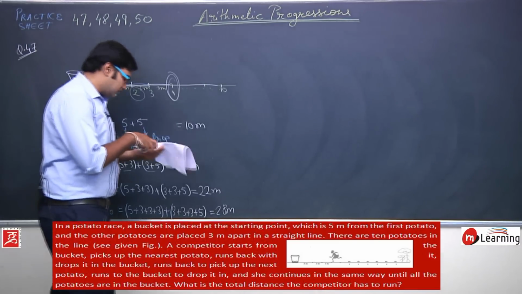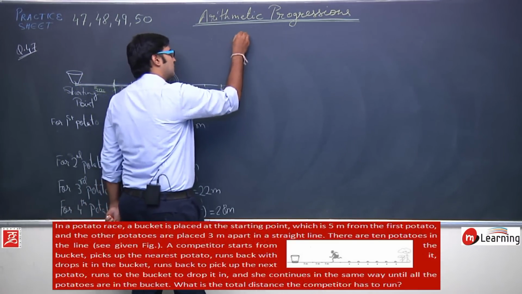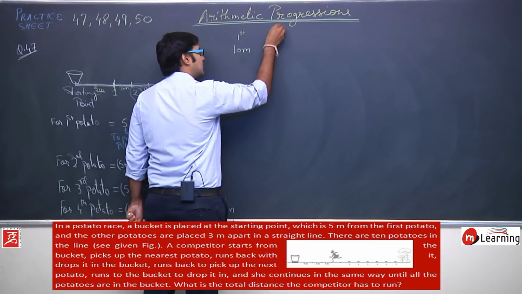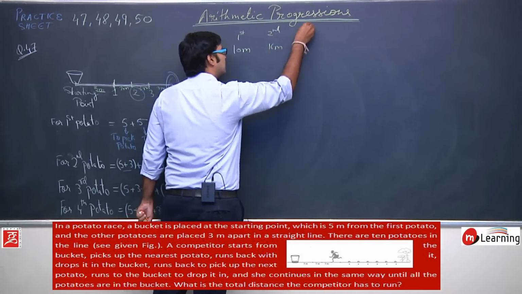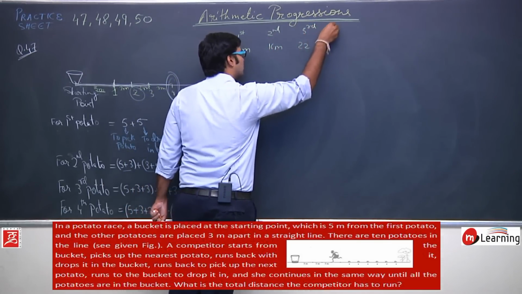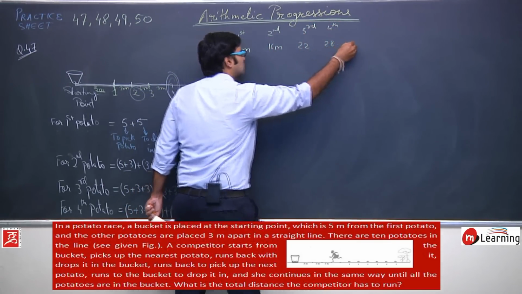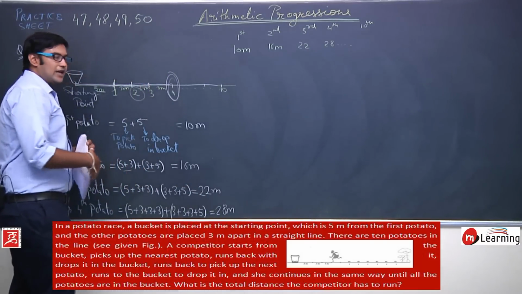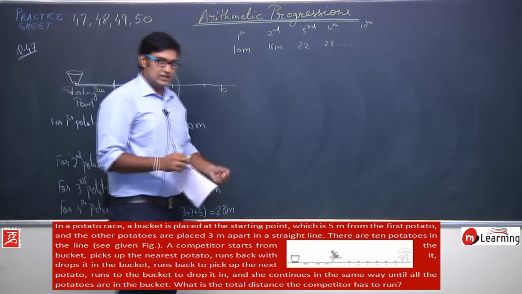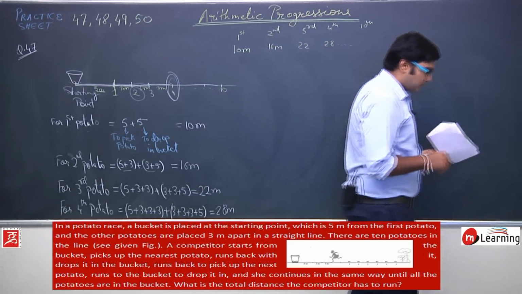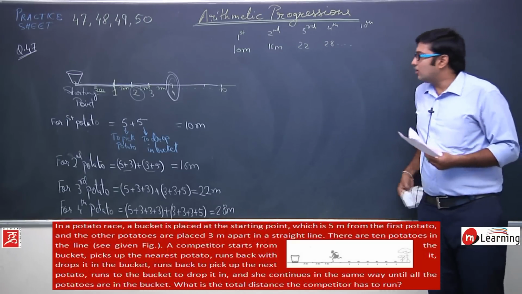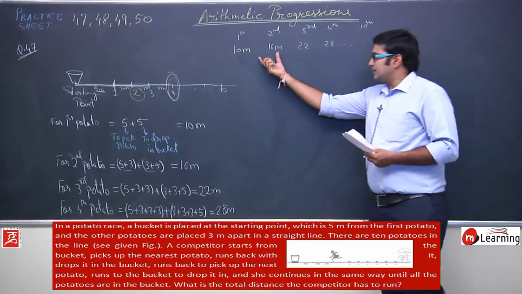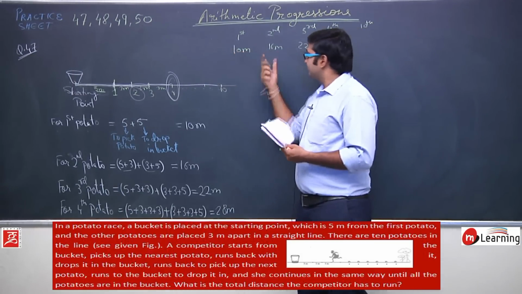Okay. So what we can observe is for the first potato she ran 10 meters. For the second potato she ran 16 meters. For the third potato it is 22. For the fourth potato it is 28, and so on till the 10th potato. Now do I need to calculate all the distances that she travelled to pick the potatoes? No, I do not need to calculate all the distances. Why not? Because I can see a pattern.